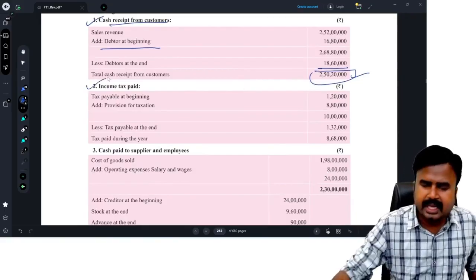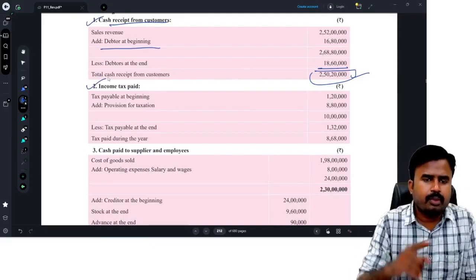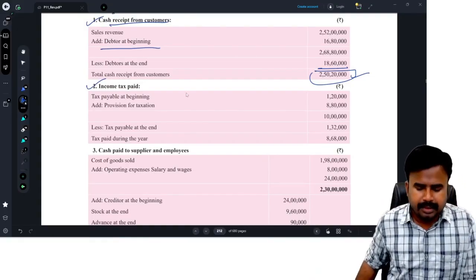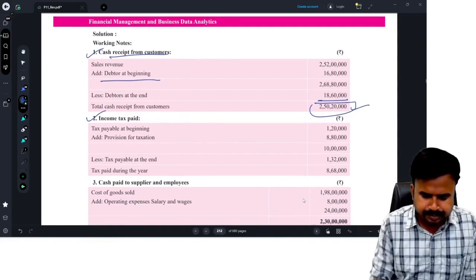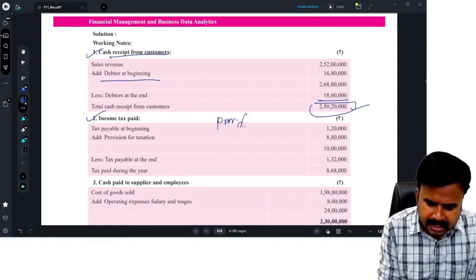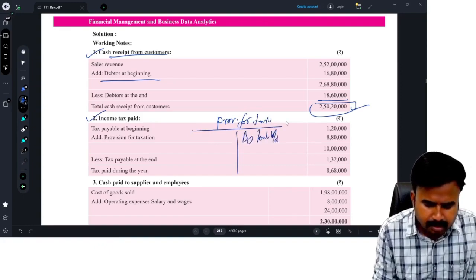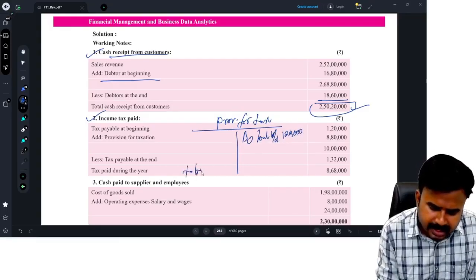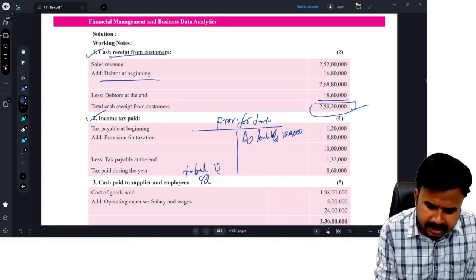Income tax paid. Just like in funds flow statement, you have to prepare the provision for tax account or income tax payable account. Write the opening balance, write the closing balance, and the provision should be written under the credit side. I'll prepare it once. The provision for tax account. Write the opening balance by balance brought down, which will be 1,20,000. Write the closing balance, to balance carried down. That's my closing balance, 1,32,000.